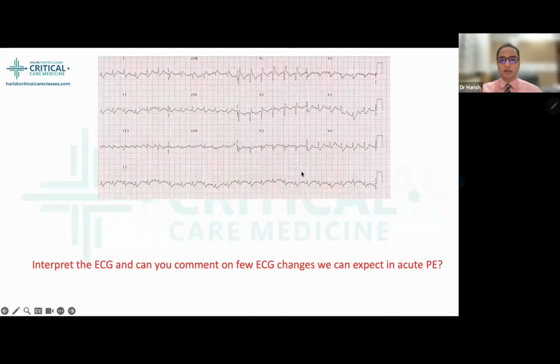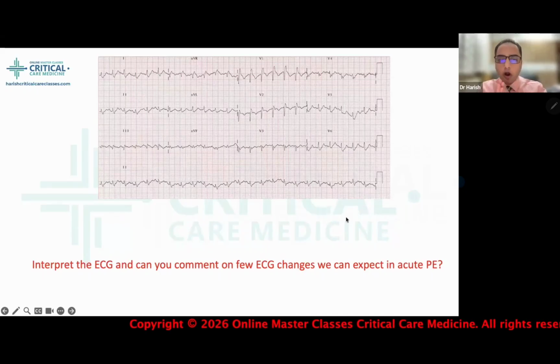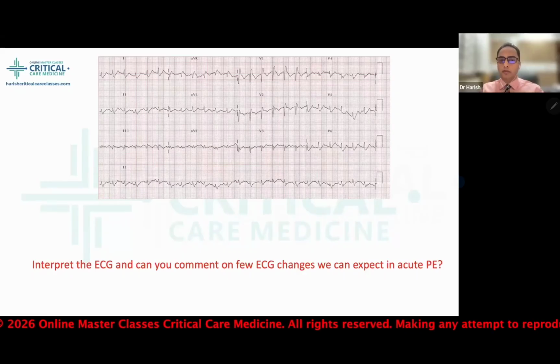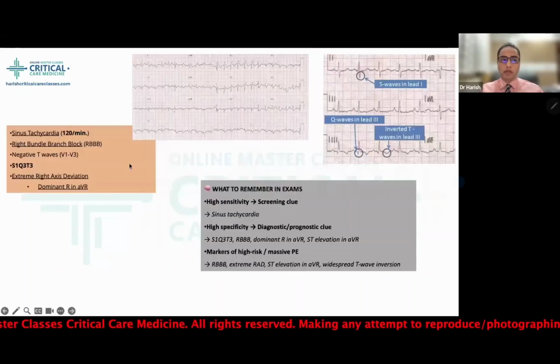Okay. So coming back to our patient. This is the ECG we got in our gentleman who underwent pelvic fracture repair, and the next day, day 3, he had collapse, hypoxia, hypotension, noradrenaline requirement. So this is the ECG. So what is happening? And the next leading question is, what are some of the common ECG findings which we can expect in acute pulmonary embolism? Very, very important.